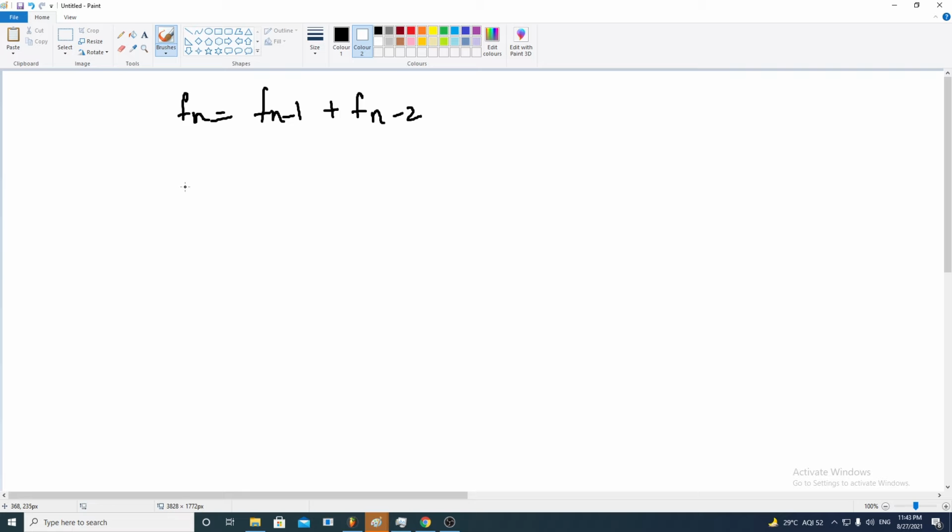And now I'm going to try putting the value of x raised to n in this equation. What will that give us? It will give us x raised to n minus 1 plus x raised to n minus 2. This is the equation that we have got after implementing x raised to n. So now we'll call this equation 1.